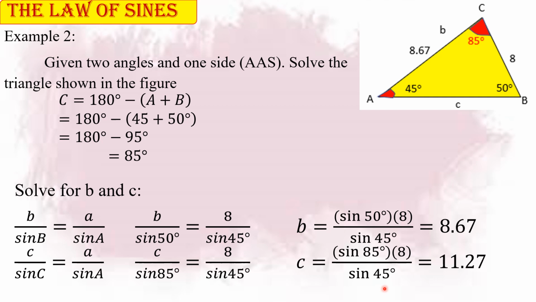So, click, delete nyo yung una nyong ginawa, and then same process, so sine 85 degrees times 8 over sine 45. So the answer is 11.2706564244. And then meron tayong 11.27. So this is now correct.